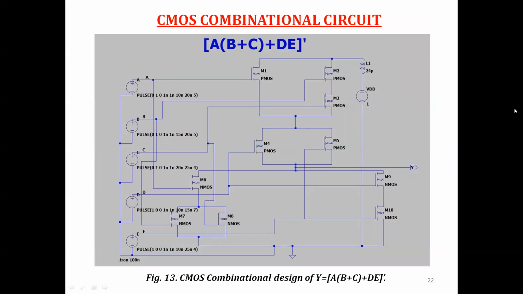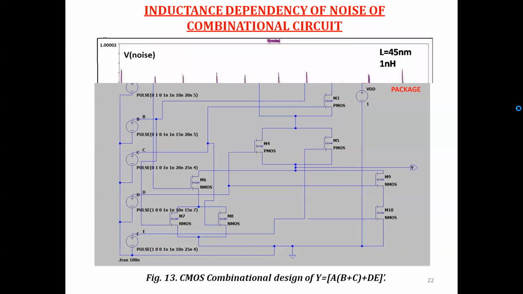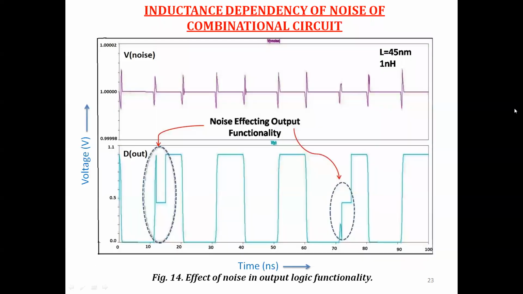After that, we designed a CMOS combinational circuit. Here, the package inductance is added to VDD, the voltage source. When the current passes through the package, the noise affects the output logic functionality. Here in the waveform, we show the area where noise affects the output functionality. Next, Udan will continue.